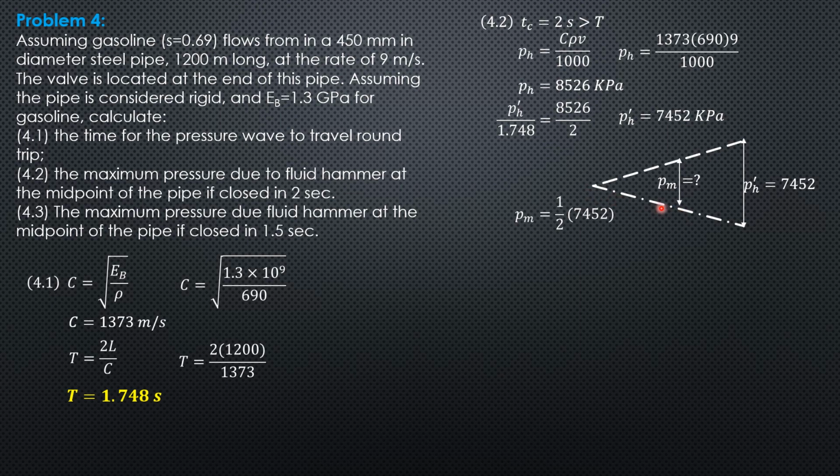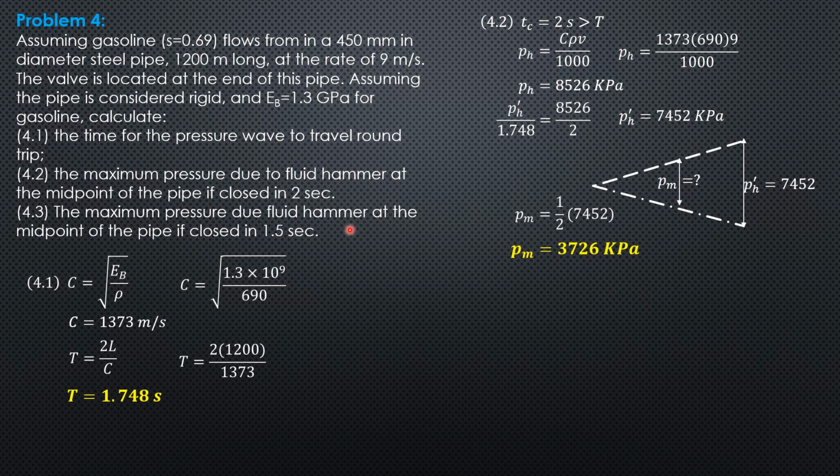This is the normal hydraulic grade line. Then when the pipe is closed slowly, the increase in pressure at the valve is 7452. Then it decreases uniformly back to normal at the reservoir surface. So P sub M at the midpoint is 3726 kilopascals.